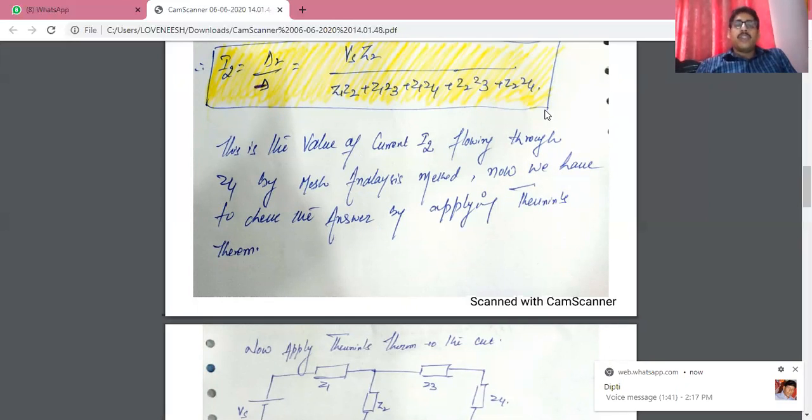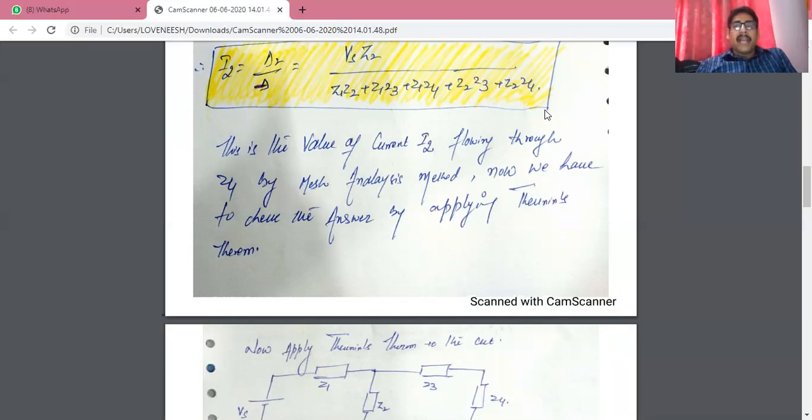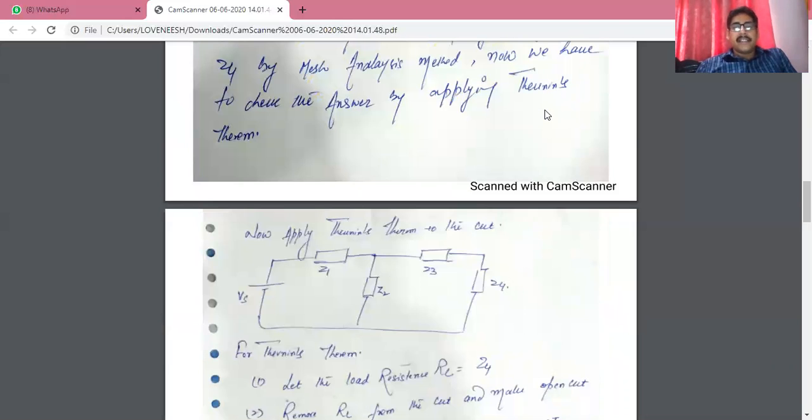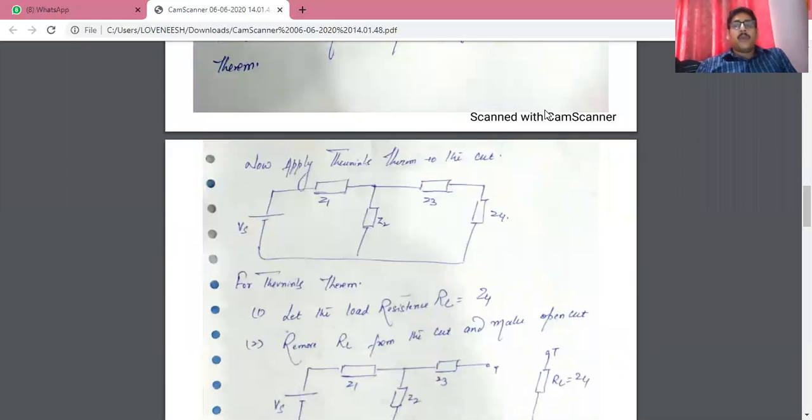Now I have to check the answer by applying Thevenin's theorem to the circuit. Now I can apply the Thevenin theorem to the main circuit, that is the given circuit, from where we have to calculate the current flowing through the Z4 resistor. I think up till now you have clearly understood each and everything.